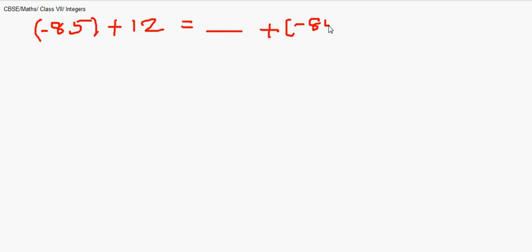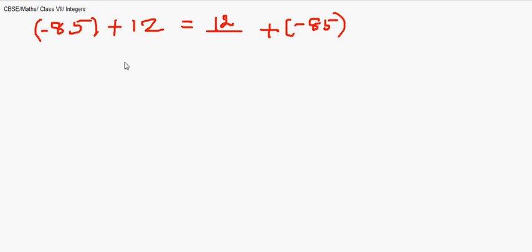These are a few fill in the blanks, based on the properties. If you see, it is minus 85 plus 12 is equal to dash plus minus 85. If you recall, this was the first property we learnt in the previous few sessions, which is the closure property. That means A plus B is equal to B plus A. So here we will be substituting it with 12.